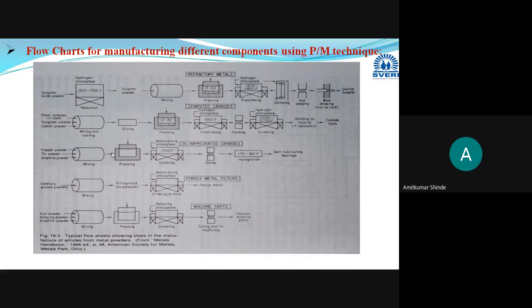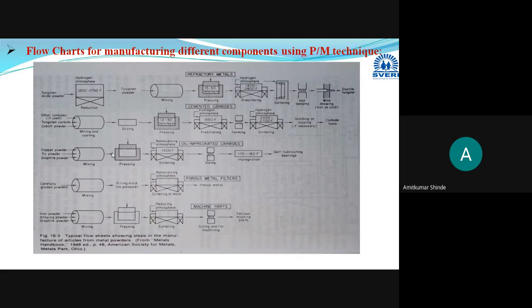Now, in this session, we are going to discuss a few practical examples: the manufacturing of a few components along with their flow charts. In that we are going to see the manufacturing of a self lubricating bearing, then a cemented carbide cutting tool, and after that we are going to discuss the manufacturing of the friction material.